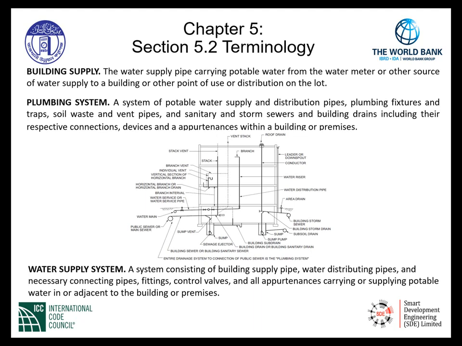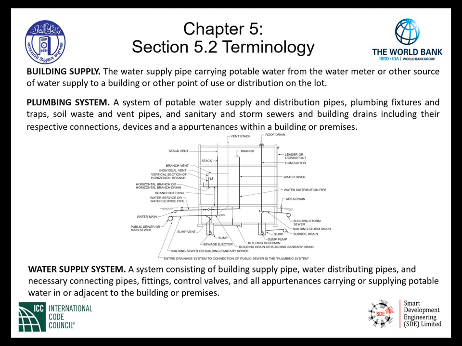From that point, it becomes the water distribution piping system. And this is where we start to feed or supply the fixtures within the building. We supply the sinks, we supply the water closets, we supply the cooking fixtures that utilize potable water, things of that order. That is the water supply and distribution system.